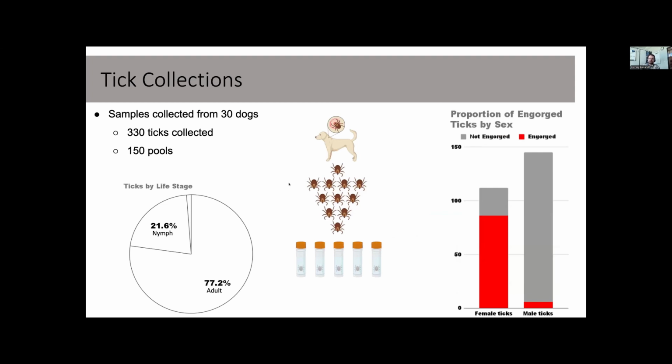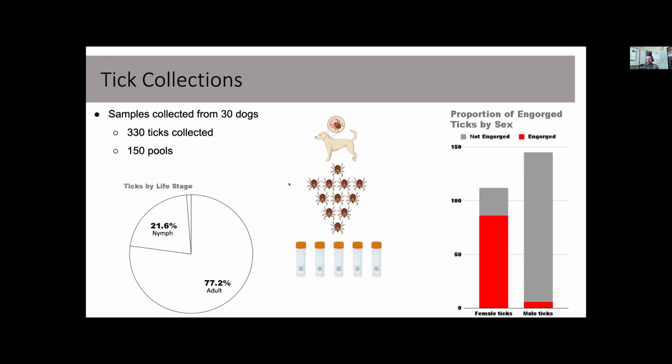And looking at what we got off of the dogs, we got a total of 330 ticks off of 30 dogs, with the majority of these ticks being adults, with 77.2% of the ticks that we collected. And 21.6% of those were nymphs.